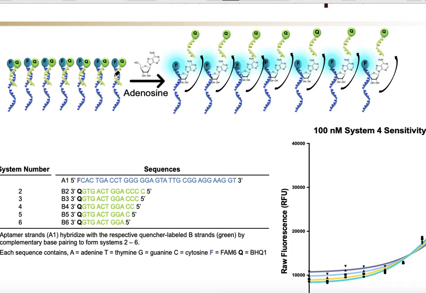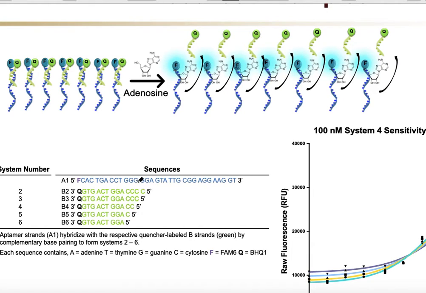To design the right sequence of our quencher strand, what we did was take the aptamer strand, which is shown right here. We then looked at different complementary strands, which are the green strands, that have different lengths. Notice that they are complementary in terms of the nucleotides to the aptamer strand, but they have different lengths. The longer they are, the more stable they're going to be.